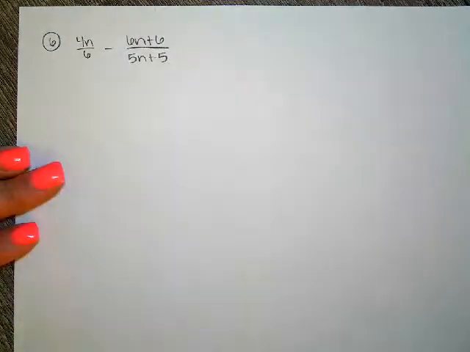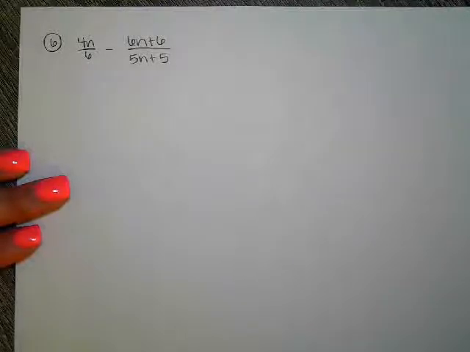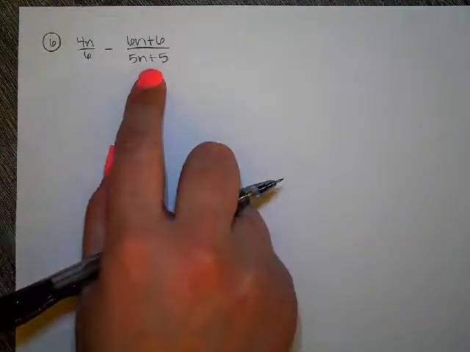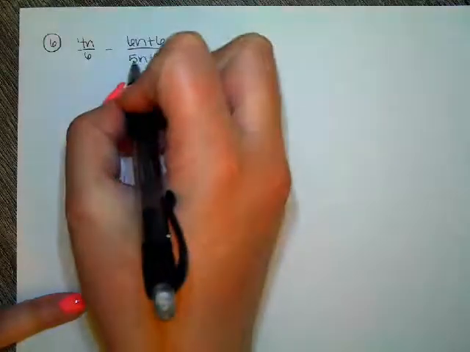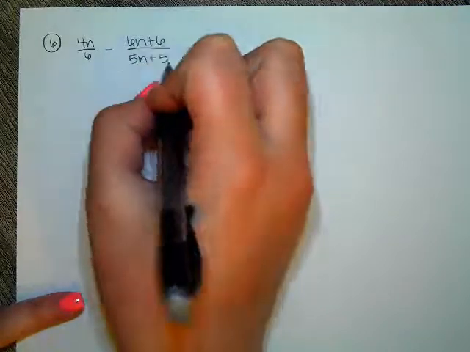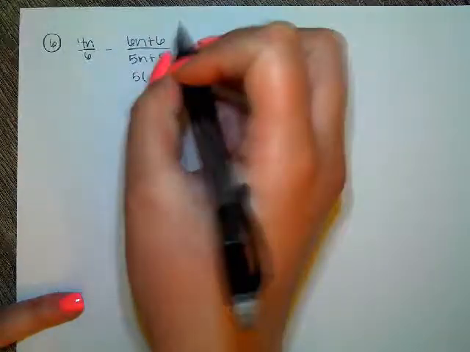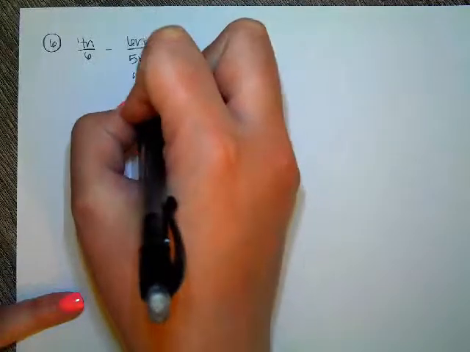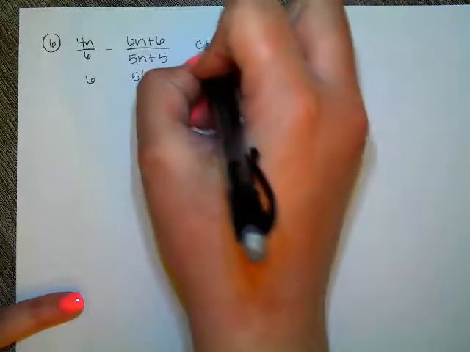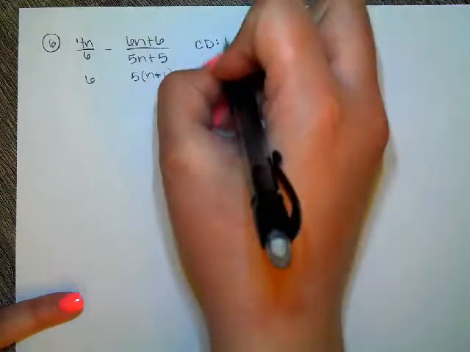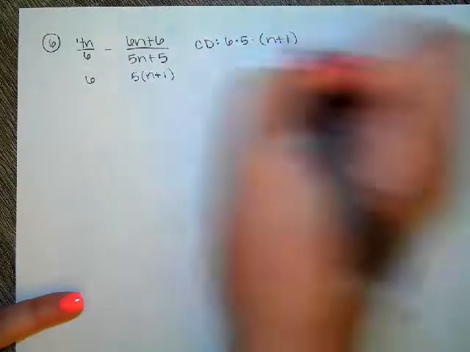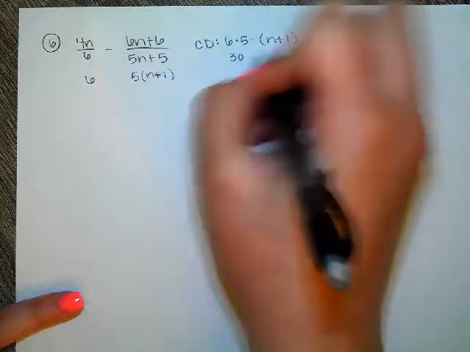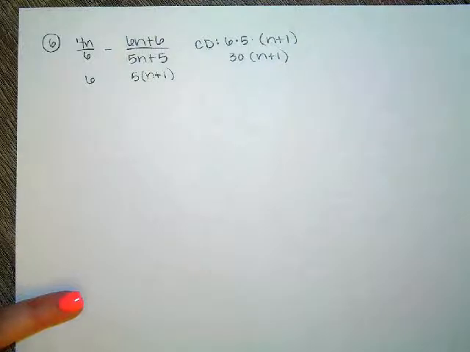Doesn't look that intimidating. So when we look at this problem, first thing I'm going to do is look at this denominator. I can see that it's a binomial. I can see that it should be factored. So between 5n plus 5, the GCF is a 5. So that's 5 times n plus 1. Over here we've got a 6. So with my common denominator, I'm going to need a 6, a 5, and an n plus 1. So that's a coefficient of 30, and then n plus 1 in parentheses.